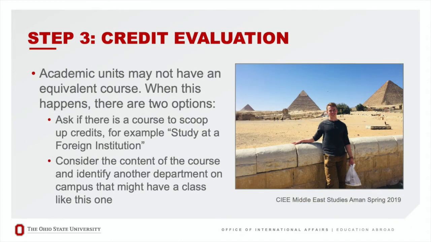Academic units may not have an equivalent course to the one you selected abroad. When this happens, you have two options. You can ask if there is a course equivalent that they use to scoop up credits like this that are interesting and relevant but have no actual equivalent. Many departments on campus have a study at a foreign institution course on the books for just this purpose. You can also consider the content of the course and see what other departments on campus might reasonably have a class like this on the books. Your academic advisor might be able to help you think about this too.